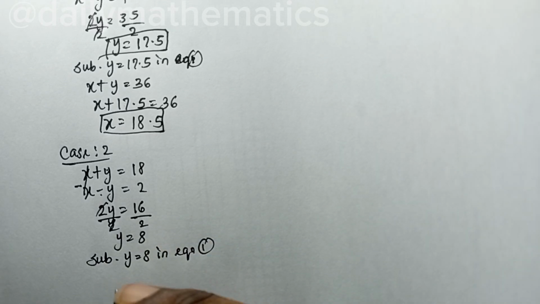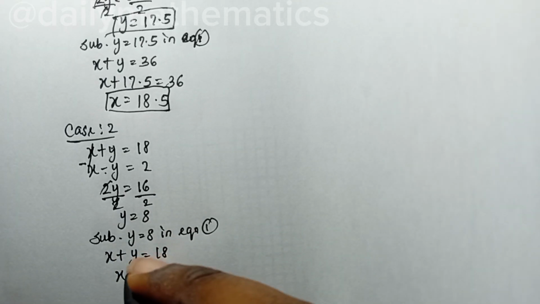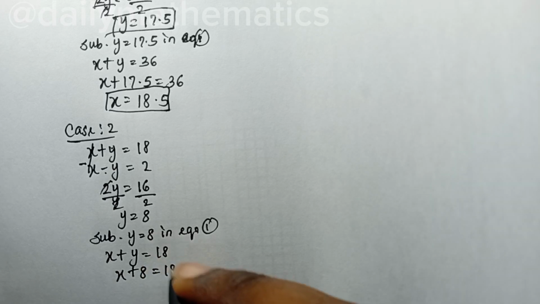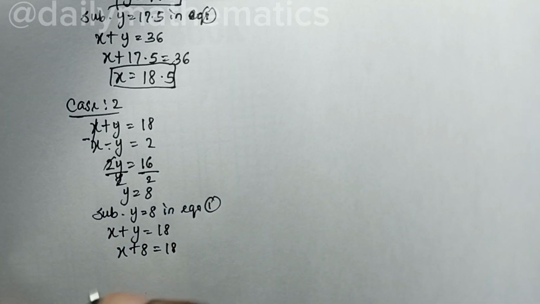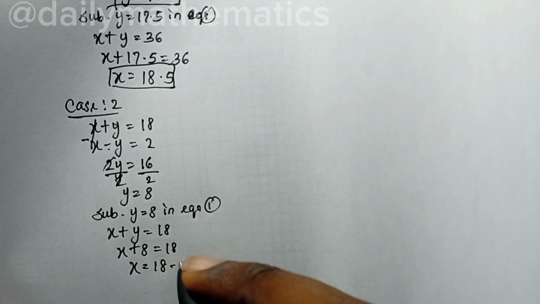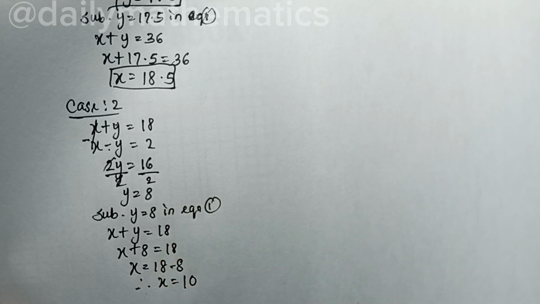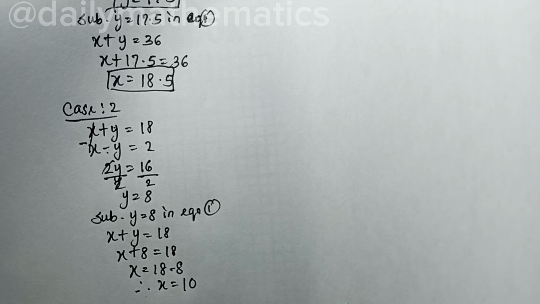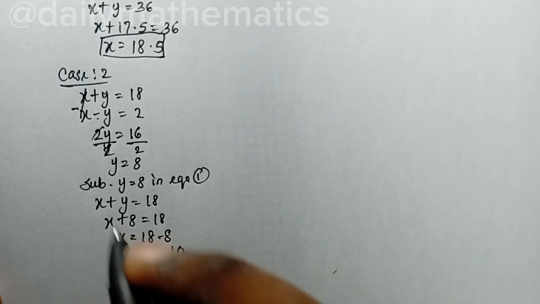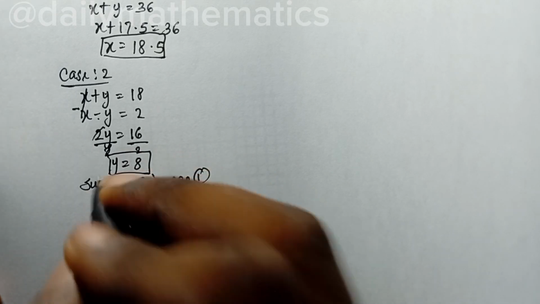Then we substitute y equals 8 in equation 1. We have x plus y equals 18, and y equals 8, so x plus 8 equals 18. What's it going to give us? x equals 18 minus 8, and therefore x is 10. So for case 2 of our solution, x is 10 and y is 8.